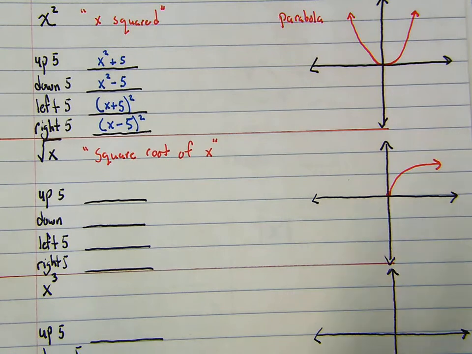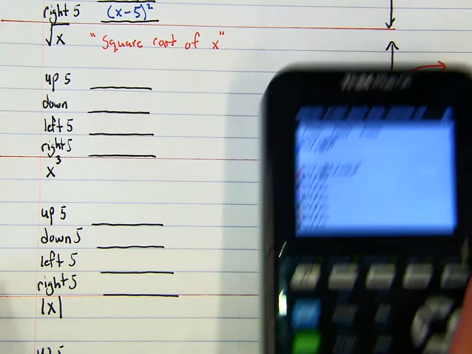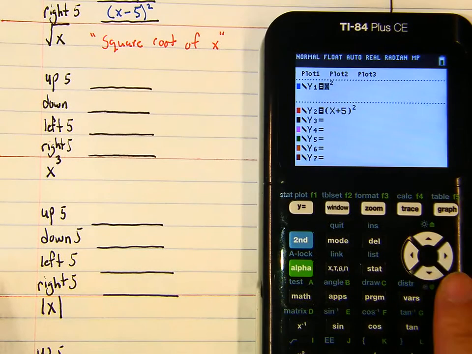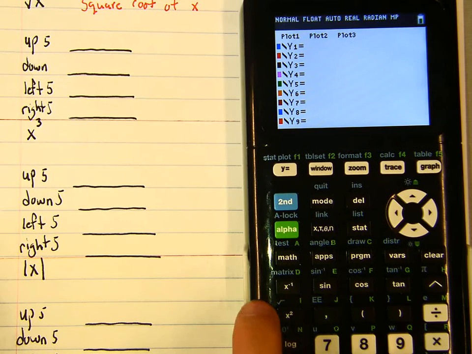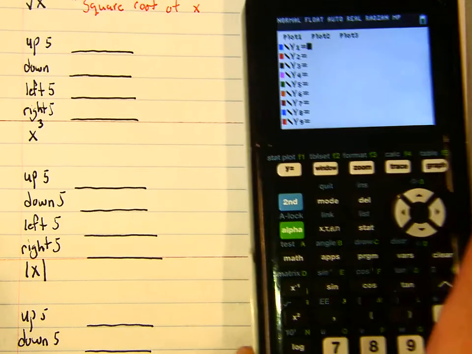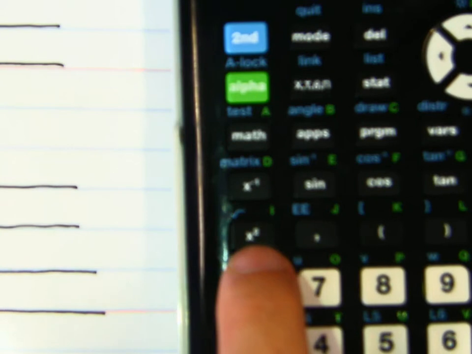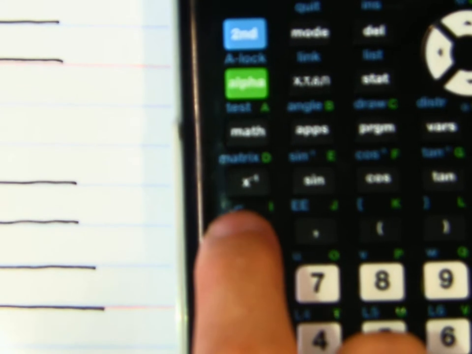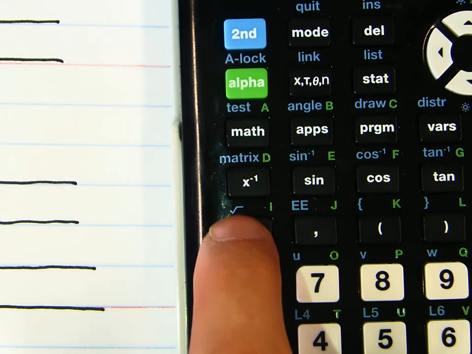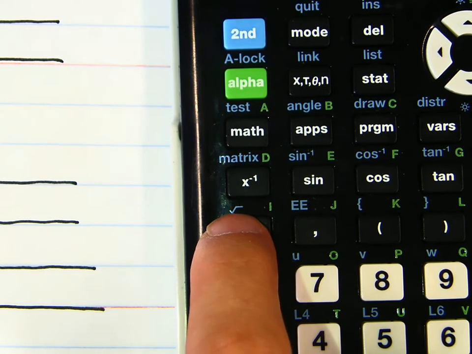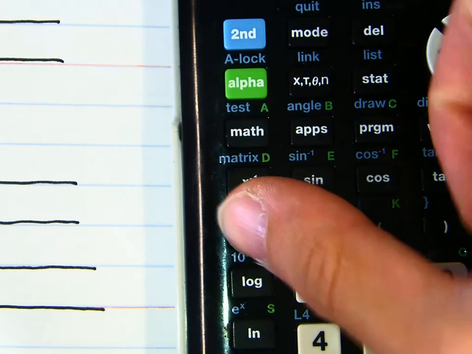So we did x squared, let's do the other function. What about square root of x, right? How do I put in square root of x into the calculator? Well, notice that this is my x squared button, and what is the symbol above the x squared button? It is the square root, right? Notice it's in blue. To access this, what I would do is I would hit second x squared.